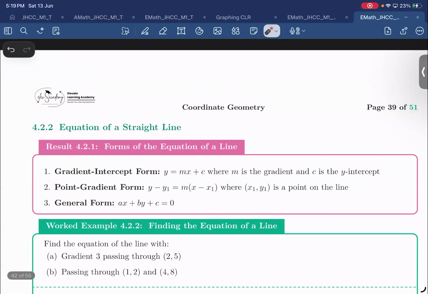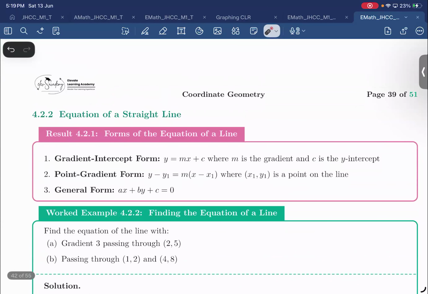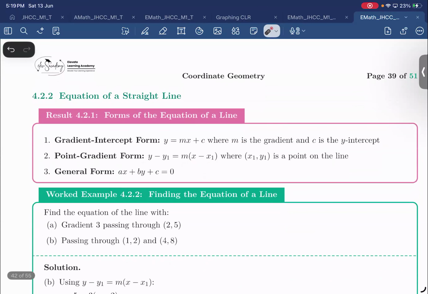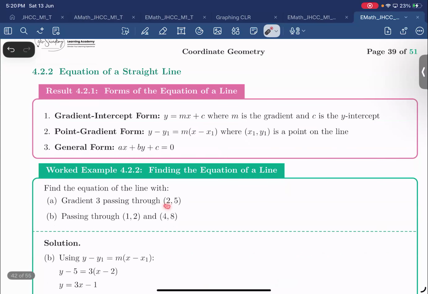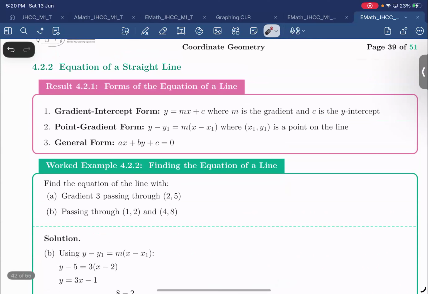Okay, example: gradient 3 passing through 2, comma 5. Obviously in this case, 2, comma 5 is not the y-intercept, so you should use the point gradient form. y minus y1, which is 5, equals m, which is 3, times x minus 2. Make y the subject: y equals 3x minus 1. Written in this form, you can easily see the gradient is 3 and the y-intercept is minus 1.